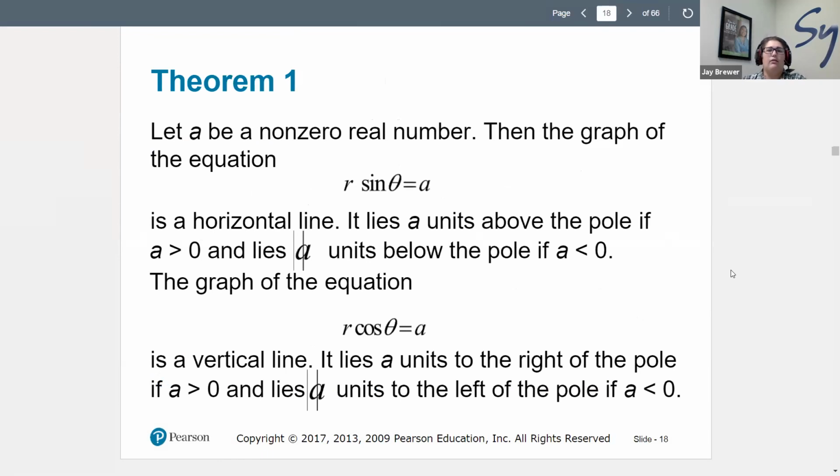If we let A be a non-zero real number, then the graph of the equation r sine theta equals A is a horizontal line. It lies A units above the pole if A is greater than 0, and it lies the absolute value of A units below the pole if A is less than 0. The graph of the equation r cosine theta equals A is a vertical line. It lies A units to the right if it's positive. It'll lie the absolute value of A units to the left if it is negative.